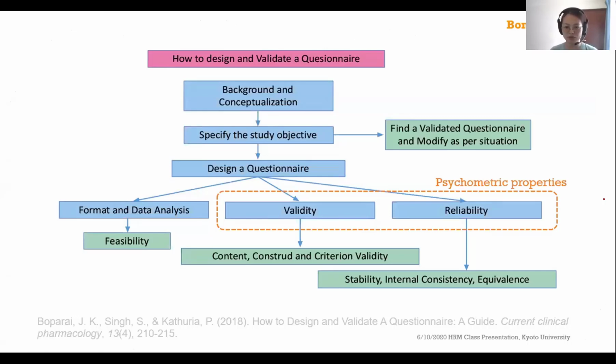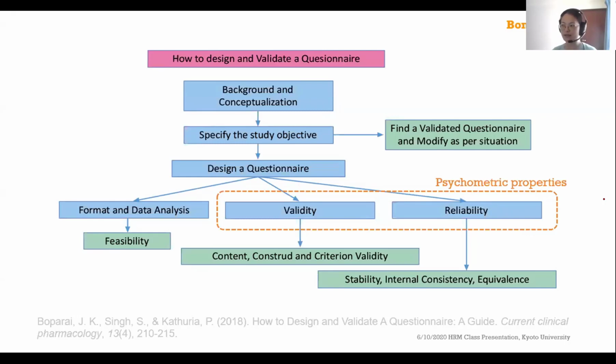Before we jump into study one, we need to understand the procedure for designing and validating a questionnaire. This is just an example of the procedure. As you see, after you design a questionnaire, you often need to evaluate its reliability and validity. That's one core part of this study. Together, these two concepts are umbrelled with another term called psychometric properties.